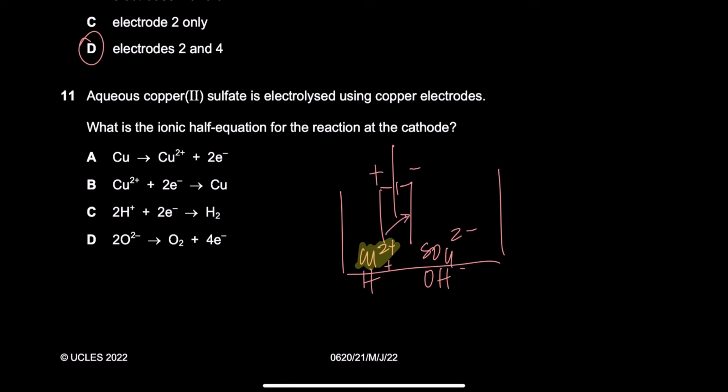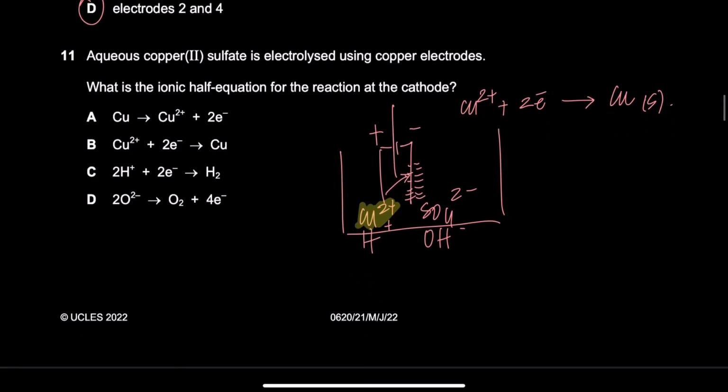Copper 2 plus will go and discharge at the cathode, and what it'll do is, the cathode is negatively charged, so it'll be like, hey, make me neutral. So copper 2 plus will go together to gain 2 electrons and get copper solid, right? Be reduced to copper solid.